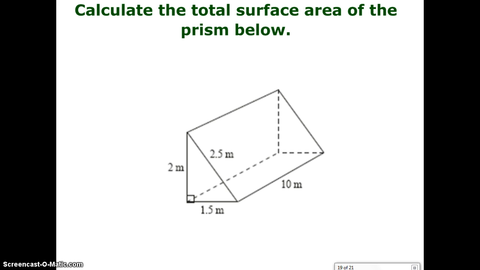Pause your video to calculate the total surface area of this problem. Please notice you are doing total surface area. This is a prism. Make sure that you are using the correct base and height when you go to find the area of the base. The perimeter of my base will be 2 plus 1.5 plus 2.5. The height of my prism is 10. In order to find the area of the base, I'm going to use the two sides, or in this case, two legs of the triangle that make a 90-degree angle.